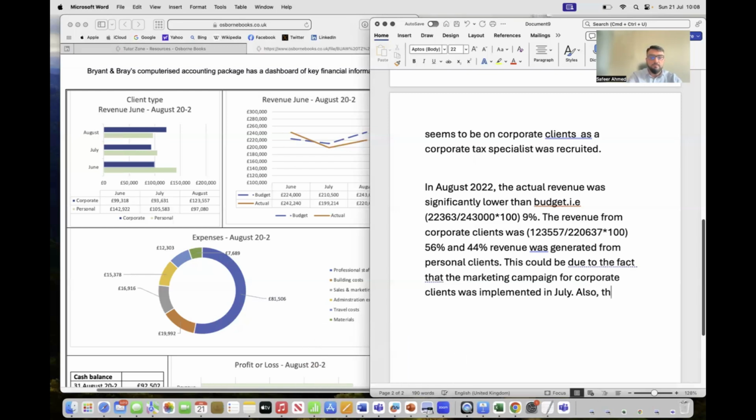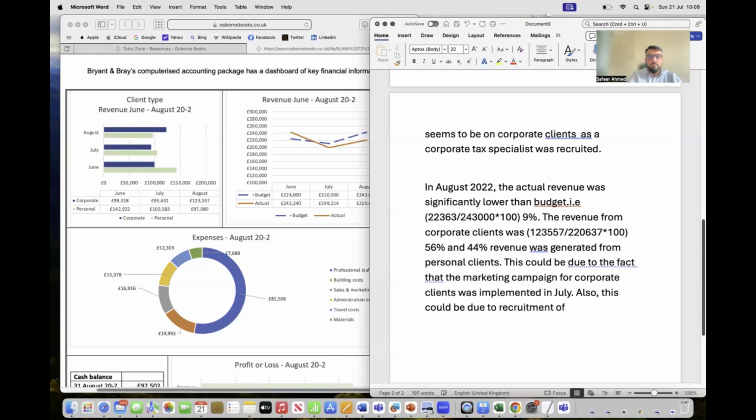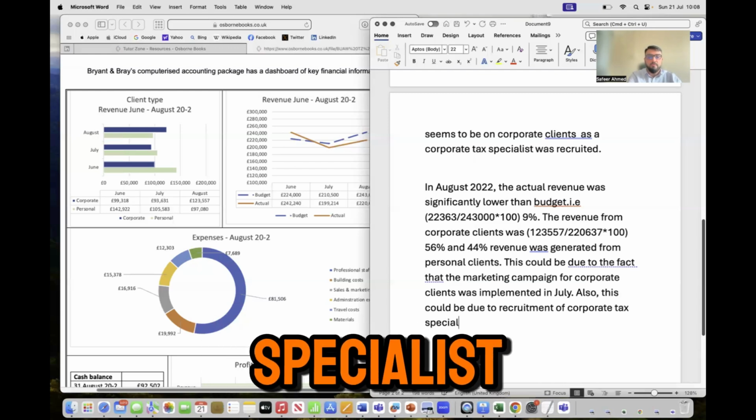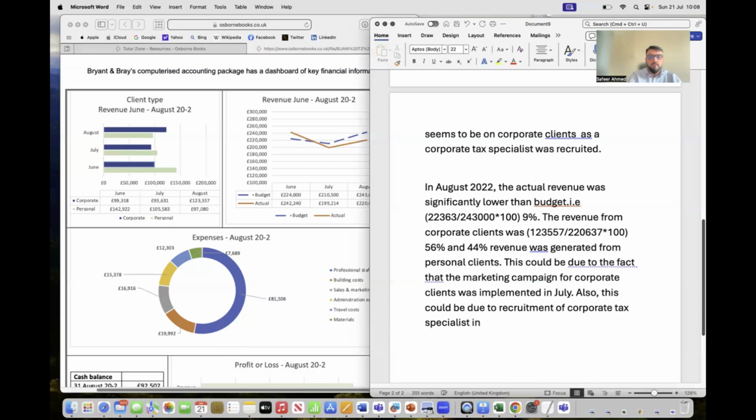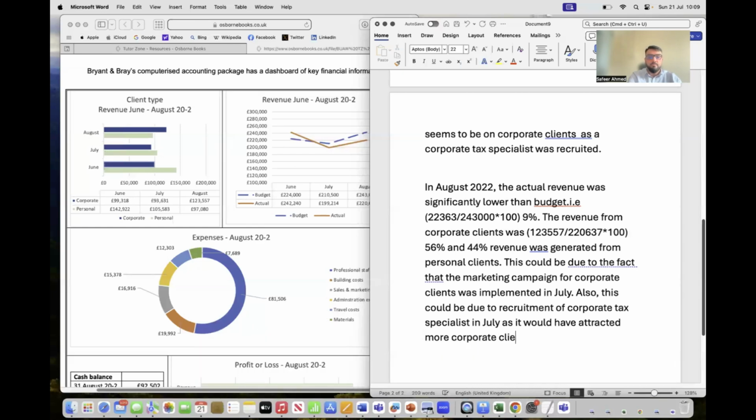Also, this could be due to recruitment of corporate tax specialist in July, as it would have attracted more corporate clients. So you can clearly see.